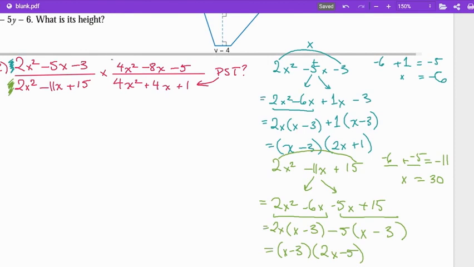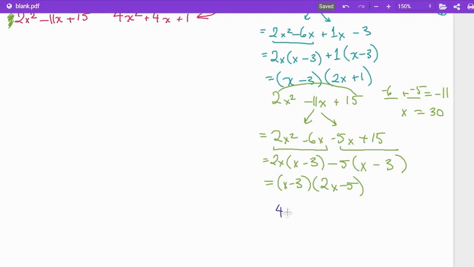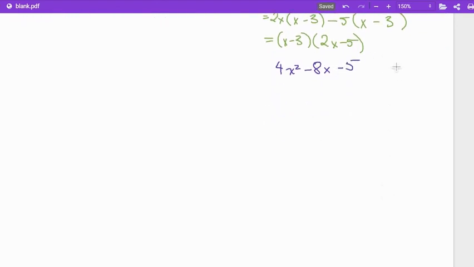Okay, let's factor this third term. Okay, so we've got 4x squared minus 8x minus 5. Okay, two numbers that add up to give me negative 8 and multiply to give me negative 20. Okay, let's see. I'm thinking here real time. It's going to be 10 and 2. So it has to be negative 10 and positive 2. Okay, so I'm decomposing negative 10x plus 2x minus 5.